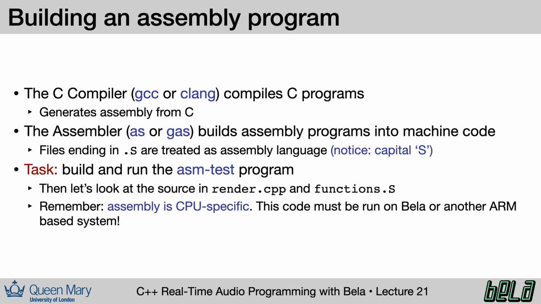Next, have a look at the companion materials. You'll find a program called ASM test. This is a simple program containing 2 files. There's our usual render.cpp, and there's also a file called functions.s. The latter of these is written in ARM assembly language and has a simple function to add numbers together. We'll see shortly how to interface between C++ and assembly, but for now, just pause the video, run the code, and then have a quick look through it.